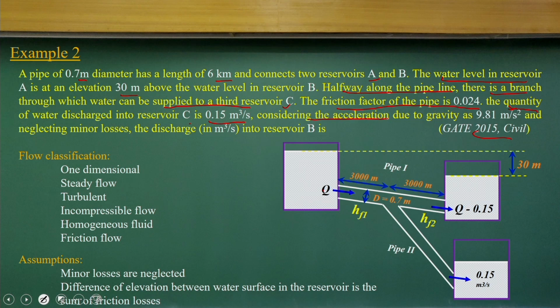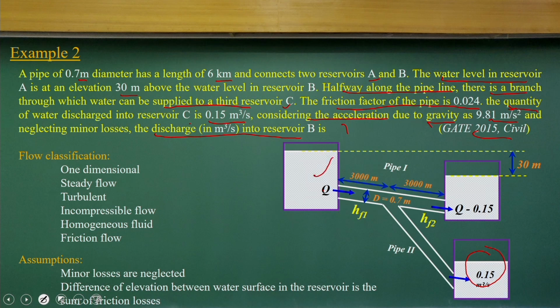Considering the acceleration due to gravity is this value, and neglecting the minor losses, what is the discharge into the reservoir? Okay, that is the question. If you look at that, you draw the sketch: this is 6 kilometers long, this D is given, and you have 0.15, this is the discharge that is coming.